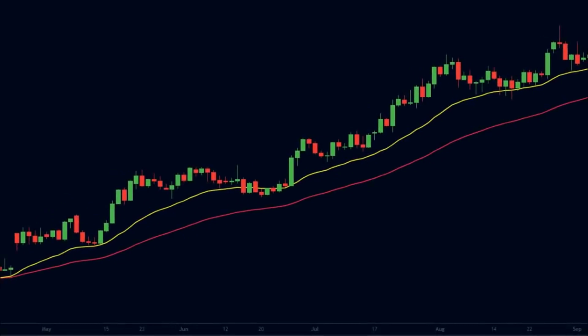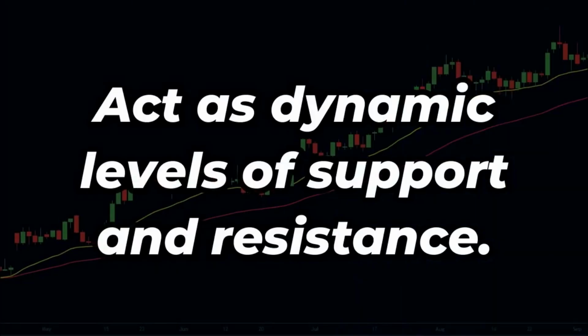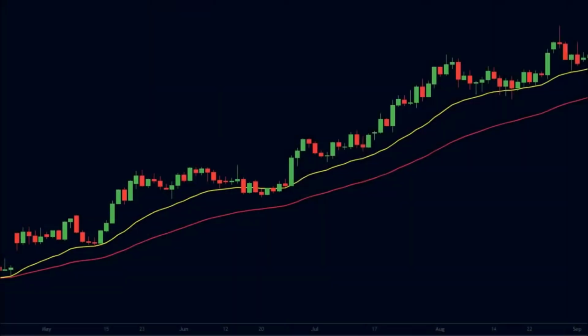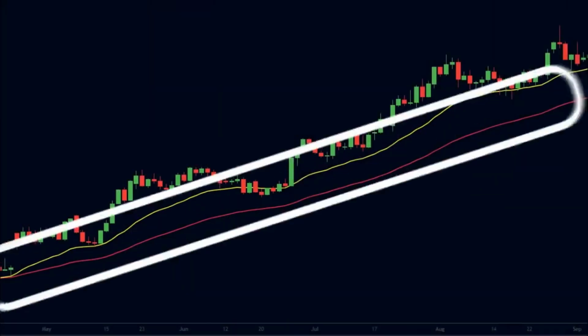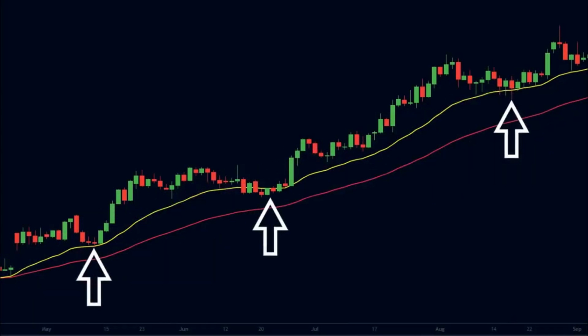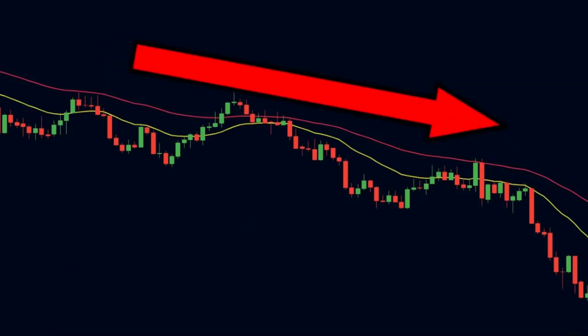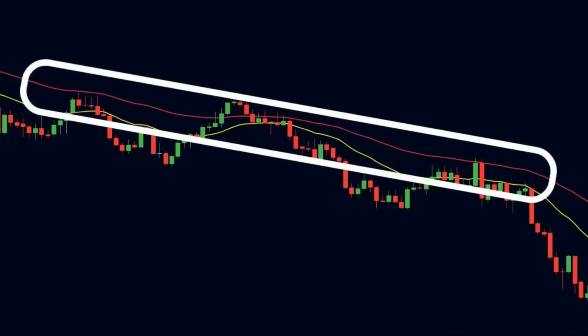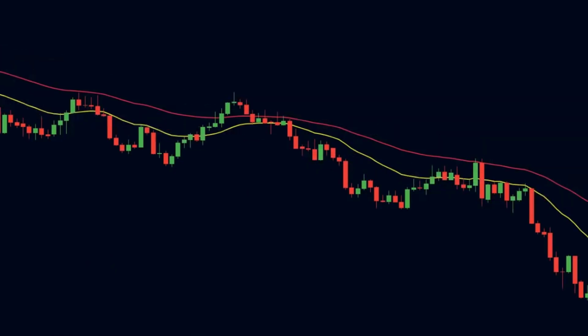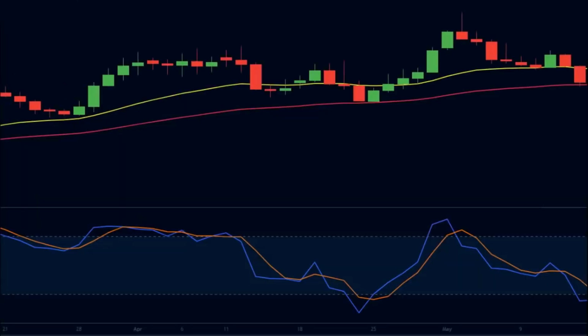Another characteristic of a moving average is that they act as dynamic levels of support and resistance in trending markets. For instance, in an uptrend, we see that the area between the 21 and 50 EMA acts as support multiple times. Similarly, in a downtrend, we notice that the area between 21 and 50 EMA acts as a resistance multiple times. We will use this characteristic and combine it with the stochastic to enter and exit the markets. So let's look at the rules for buying and selling.